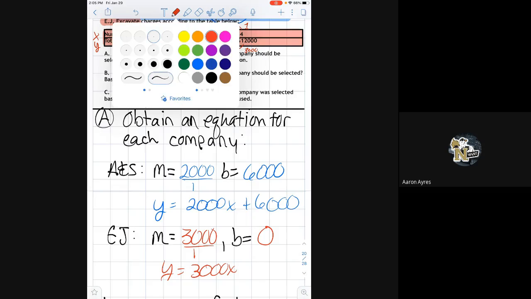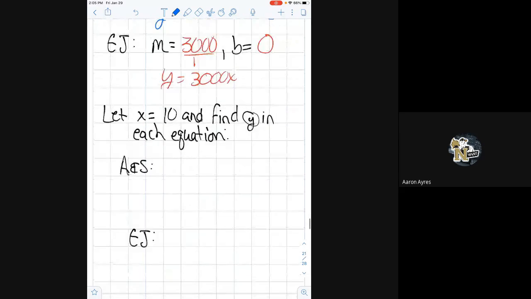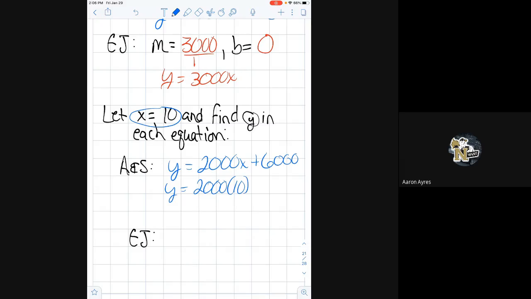All righty. So we're going to start here with A&S, okay? The equation again, whoops, didn't come in very well. y equals 2000x plus 6000. X is what, class? 10. y equals 2000 times 10 plus 6000. What's 2000 times 10? Very good, 20,000. Add these together, what do you get? 26,000.